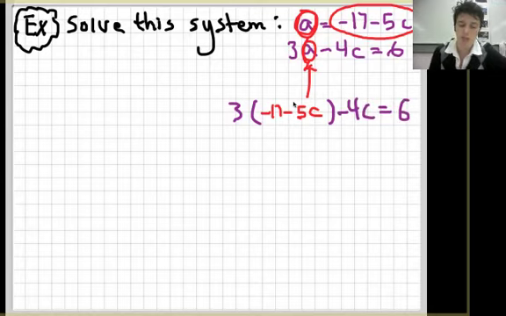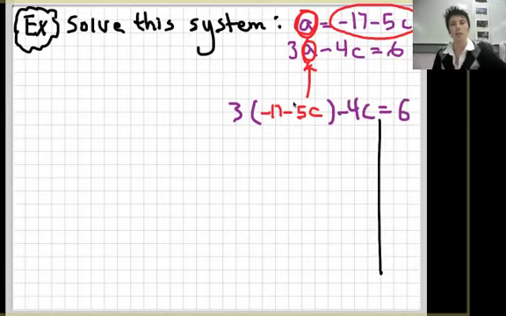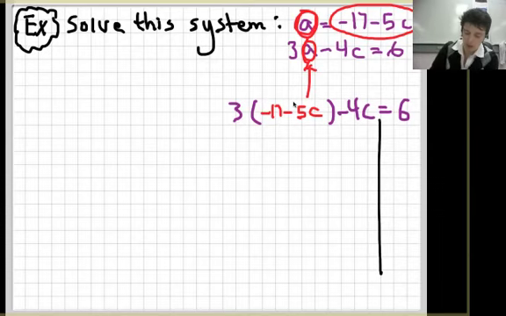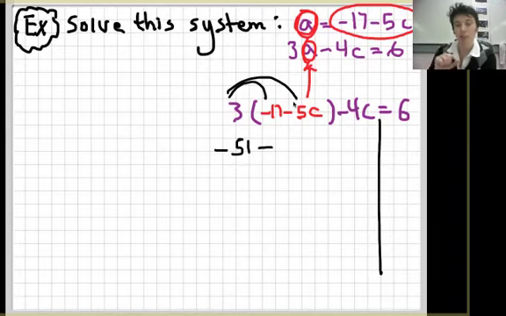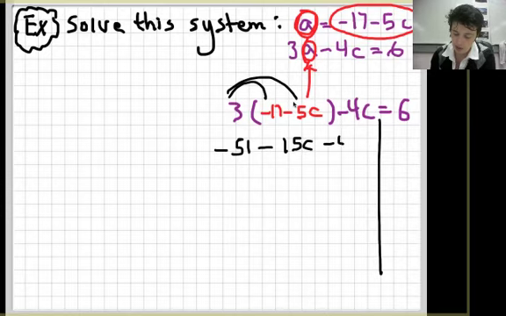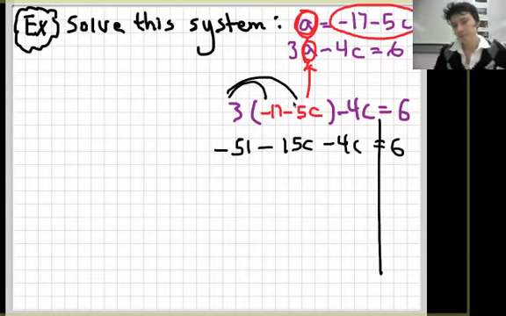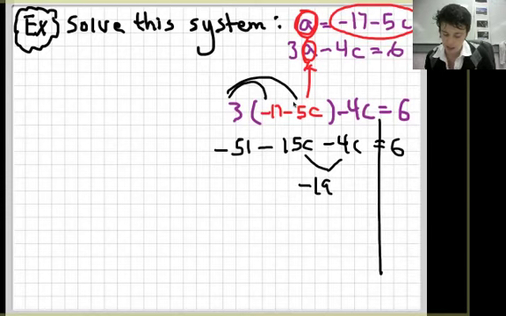Okay, there it is, line down the middle. That's the thing I want to solve. So I'll multiply the 3 in. 3 times -17 is going to be a negative, and 3 times 17 is 51. Minus 3 times 5 is 15c. Minus 4c equals 6. So that's going to be kind of my setup. And I'm thinking, let's put the c's together. -15 and -4 is -19c equals 6.